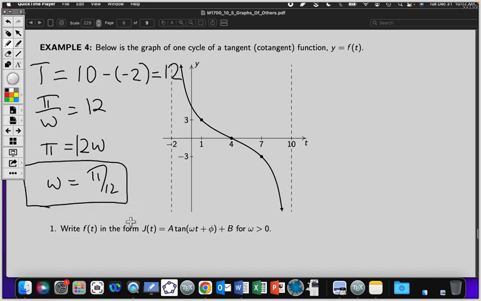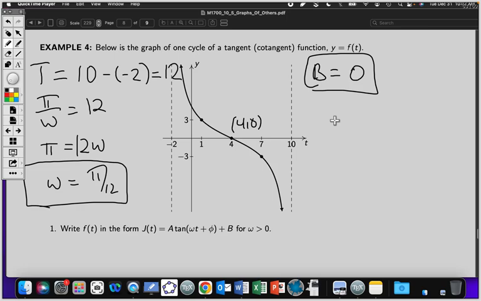There's our angular frequency. Next, we can look at what the baseline should be. Unlike with sine and cosine, where we can average the max and min to get the baseline, or with secant and cosecant, where we can average the local max and local min, here we just have to trust that the middle point, 4, 0, is the point of symmetry. That's the middle point for the tangent and cotangent. So we'll just take b to be 0.